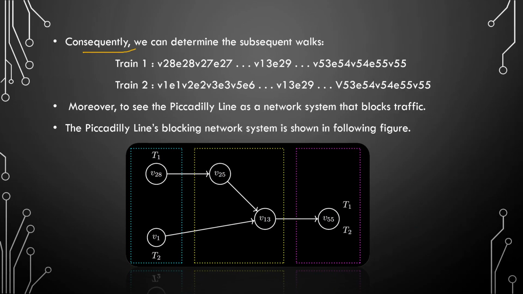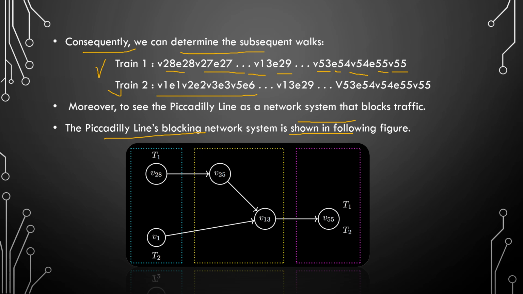Consequently, we can determine the subsequent flow. Train 1 has V28, E28, V77, V27, V30, E29, V53, E54, V54, E55, V55. Okay. And the second part is this. Moreover, to see the Piccadilly line as a network system, dead block traffic. The Piccadilly line's blocking network system is shown in this figure.